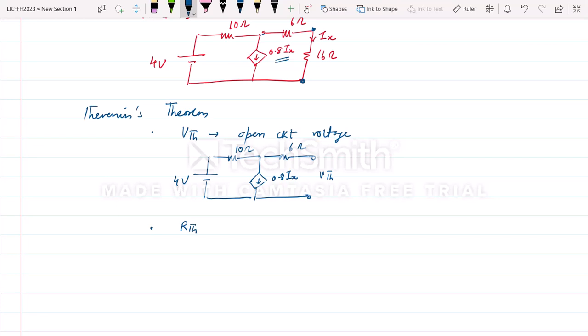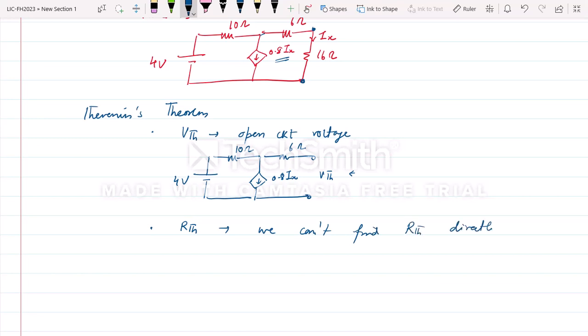RTH is what? We short circuit the voltage source and open circuit the current source, and we find RTH at this side. But in this case, we cannot short circuit the voltage source because it is depending on some other current. So we can't find RTH directly.